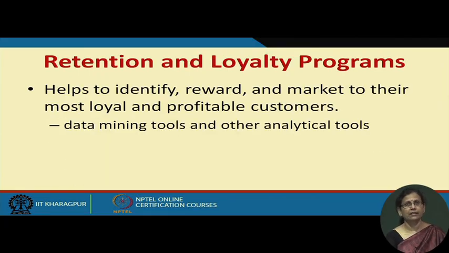And then the last one is the loyalty and retention program component, which helps to identify, reward and market to the most loyal and profitable customers. In fact, here many data mining and analytical tools are used to identify the prospective customers whom you should include in your loyalty program and who are valuable to be retained.